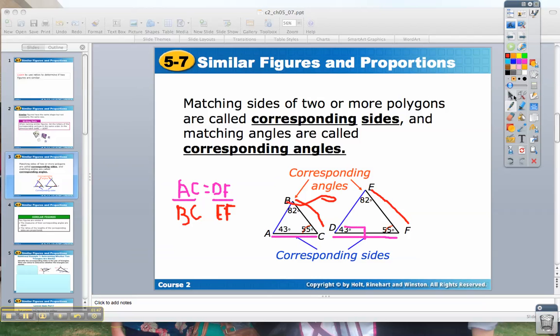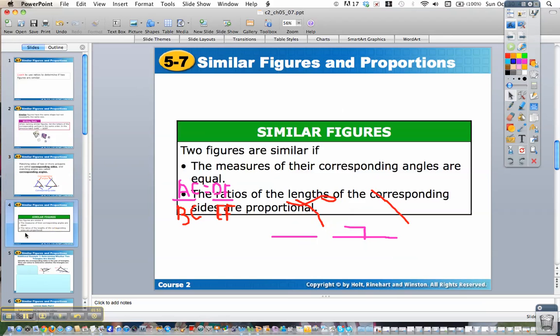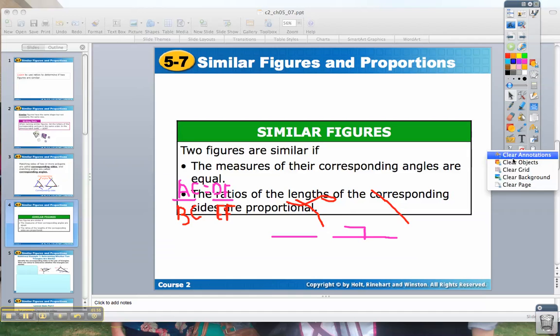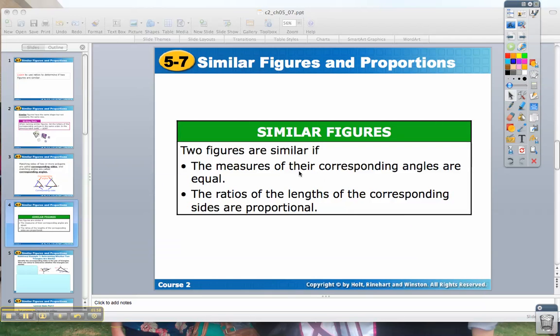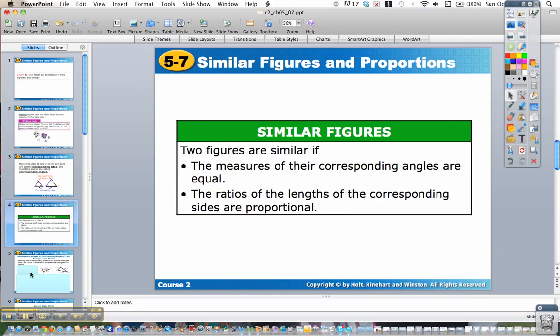So let's look at that definition that we just kind of talked about anyways, and I want you to write this definition down in your notes. Let me get rid of this. Two figures are similar if the measures of their corresponding angles are equal and the ratios of their lengths of corresponding sides are proportional. So write this down, pause this, and write this down in your notes.